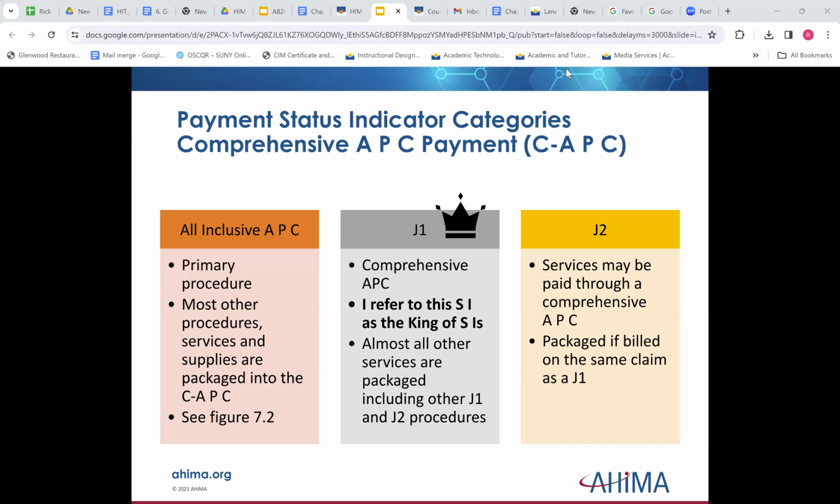And we have payment status indicator categories, the comprehensive APC, the CAPC. So if it's all inclusive, we have our primary procedure. Most other procedures, services are packaged into it. The comprehensive, this is like the one that trumps all of them, the king of the status indicators, if you will, the J1. And this kind of covers everything. Almost all other services are packaged, including other J1 and J2 procedures. And then finally, we have J2. Services are paid through a comprehensive APC, and they're packaged if billed on the same claim as a J1.